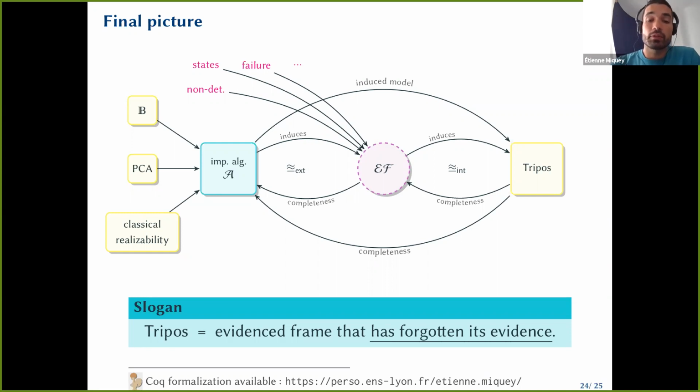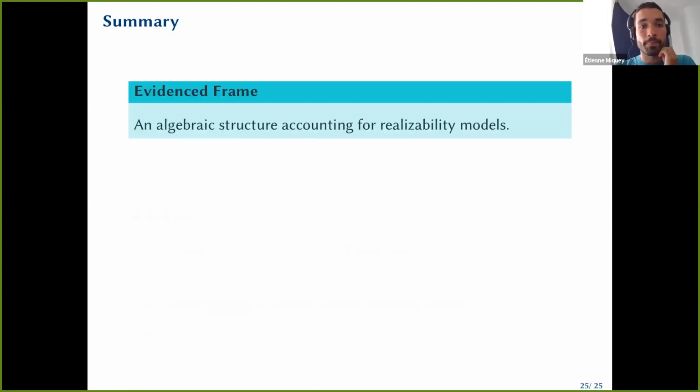It's easier to manipulate an evidence frame. So there is no reason to continue working at the level of triposes if we want to deal with realizability, because everything we do at that level, we can do at the level of evidence frames, and it's more flexible, easier to do, and so on. Also, all the constructions you have on that picture, at least for the completeness construction, we have formalized them in Coq, so it's available, for instance, on my webpage if you want to take a look at it.